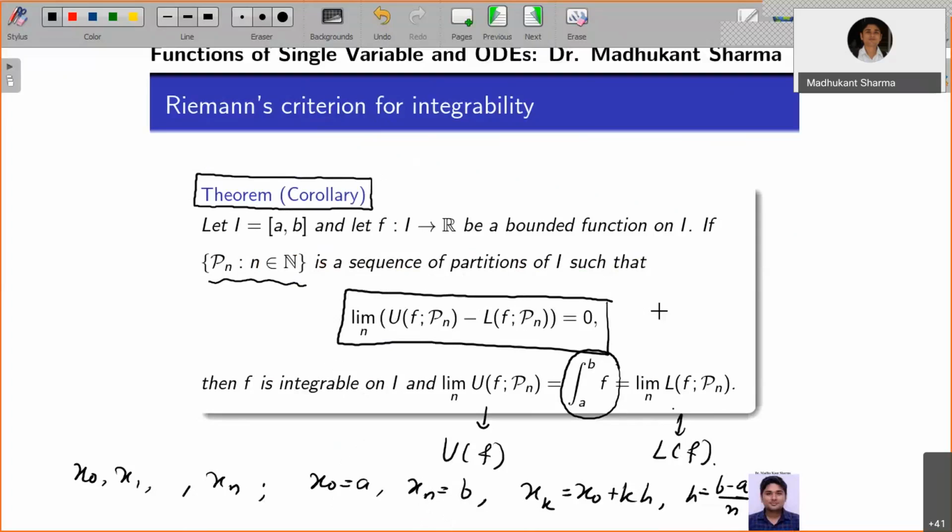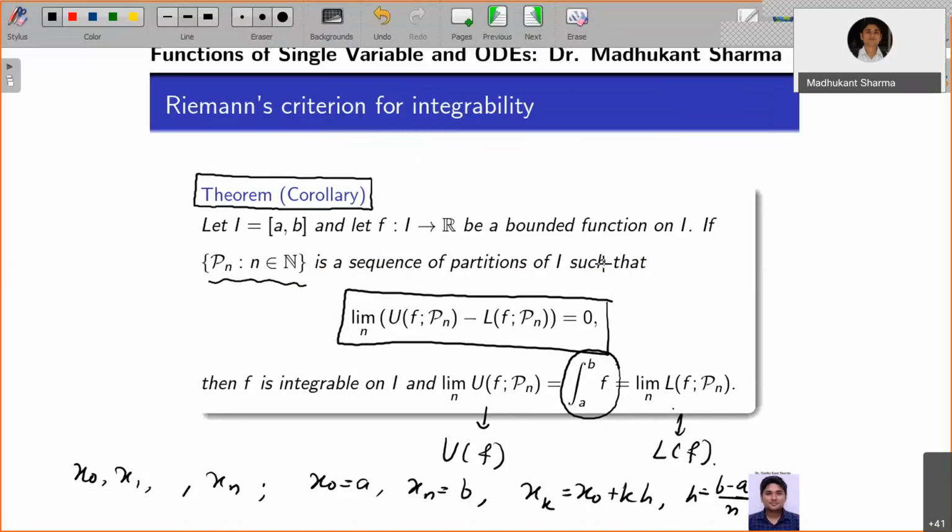Compared to the previous one, because in the previous case the partition is arbitrary, and it may not be possible to get such a partition for a given epsilon. So that's why the sequential criterion has some advantage here, and you can use it.